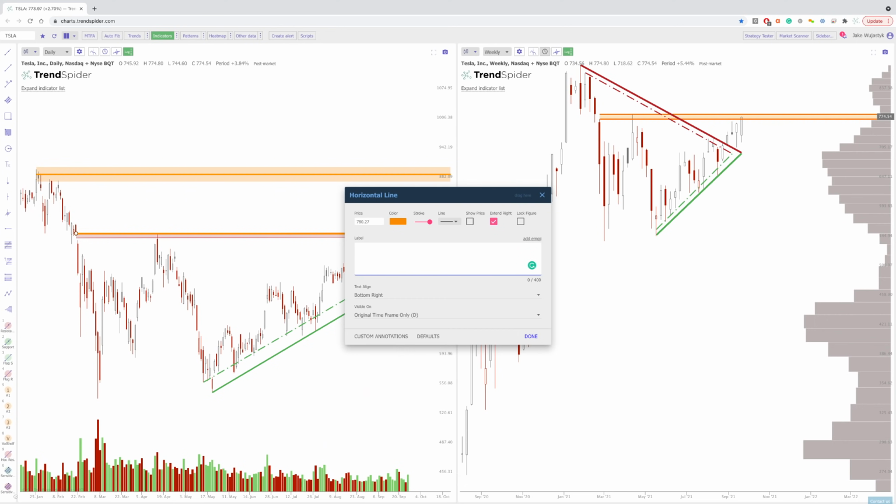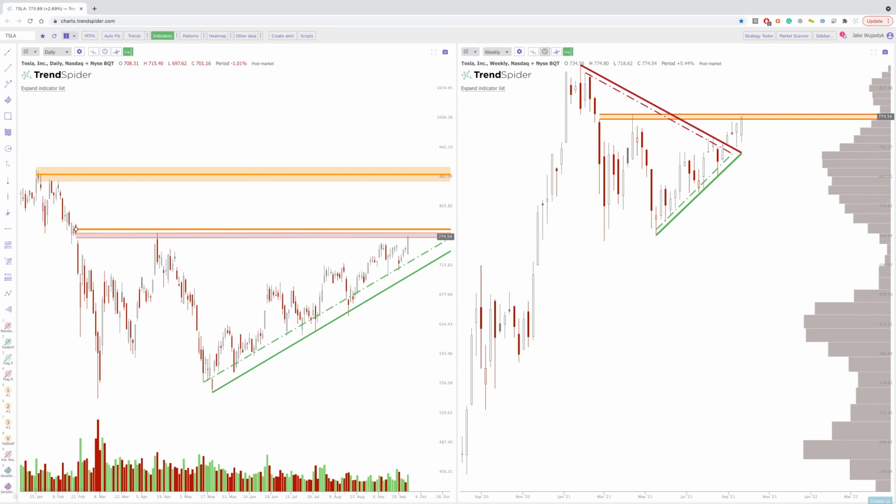right around 780. So, 780 is both a psychological level and your previous high here. So if we can get above that, we could be hitting all-time highs pretty quickly. So definitely keep this one on watch going into the week ahead.